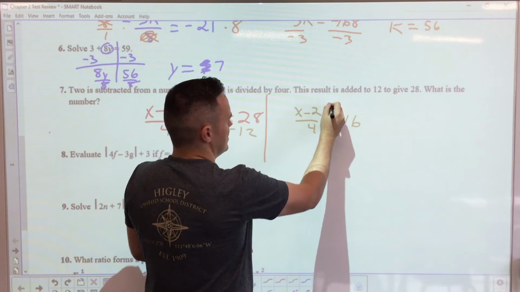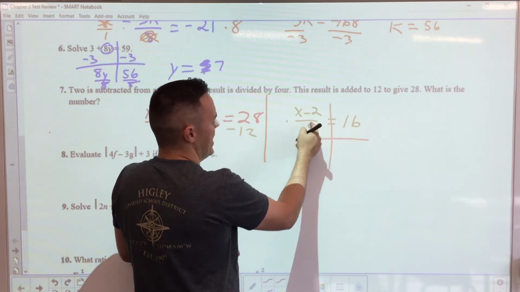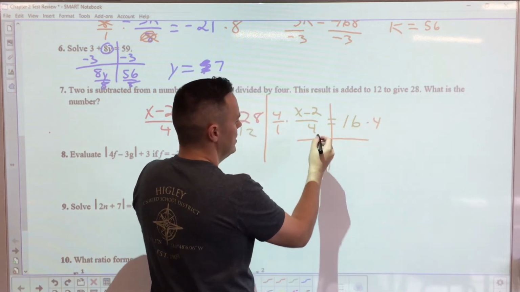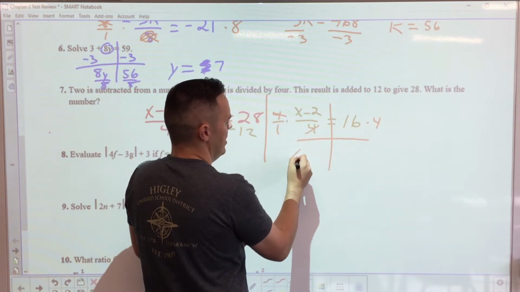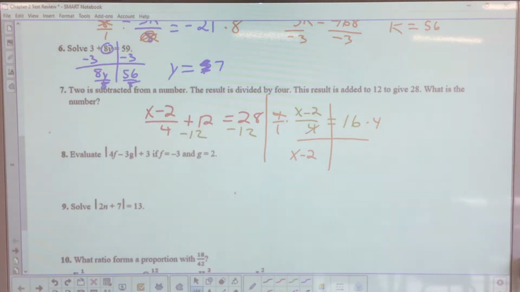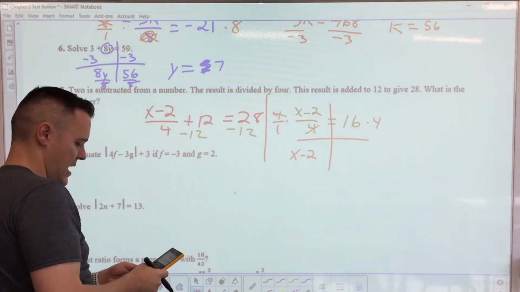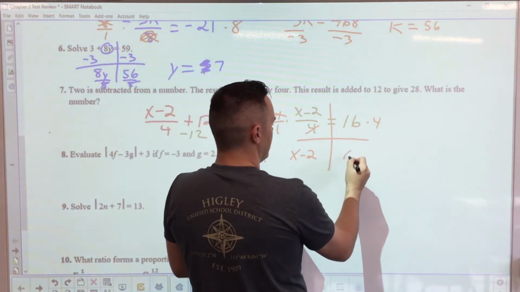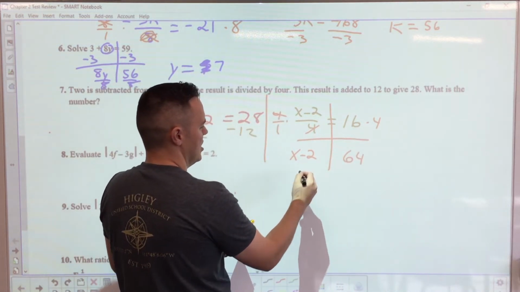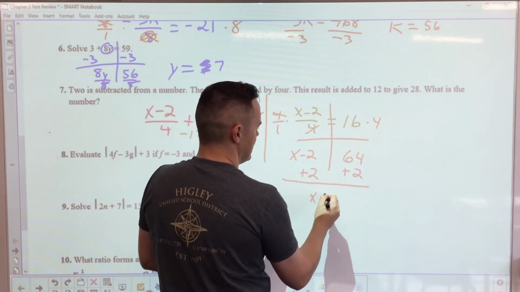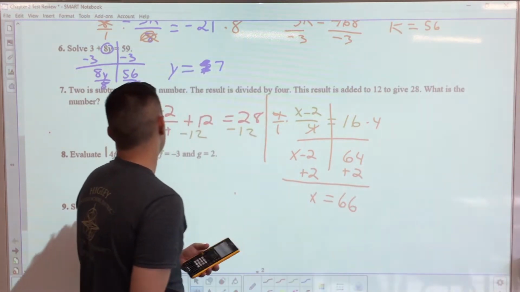So let me set this up, okay? Multiply both sides by the denominator, which is 4 over 1, or just 4. These cancel out, and you have x minus 2, and then 16 times 4. Make sure I don't mess this up, because I have been. 16 times 4 is 64, okay? Then you're going to add 2, bring the x down, x equals 66.